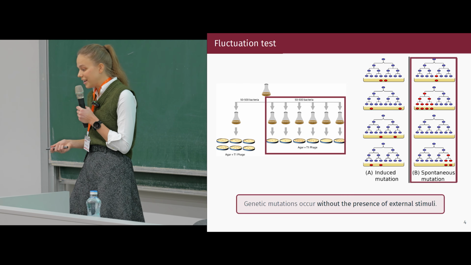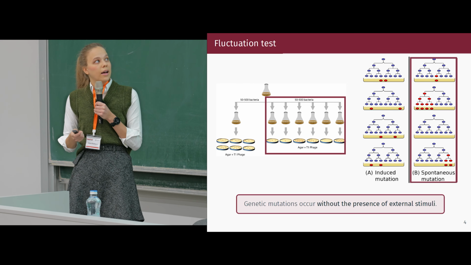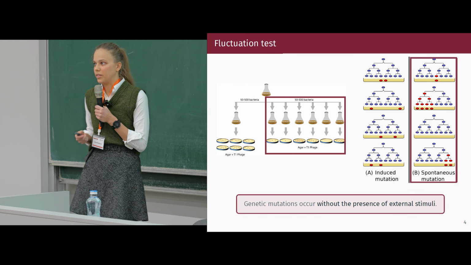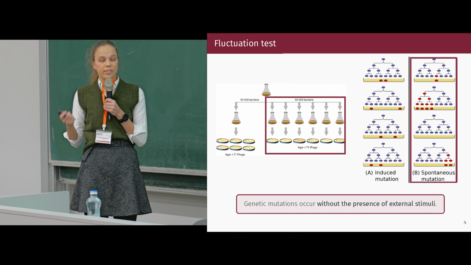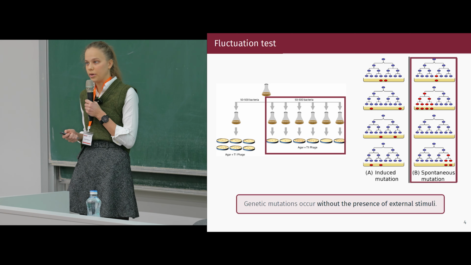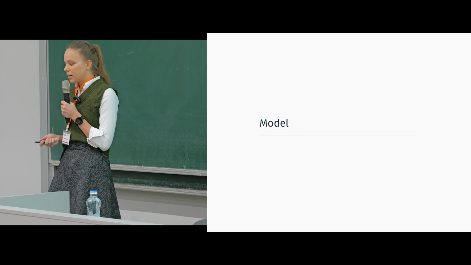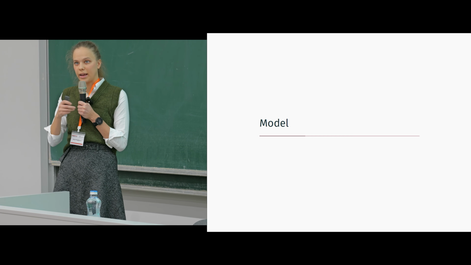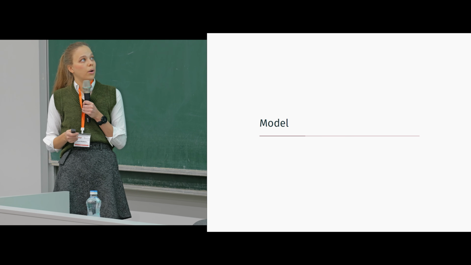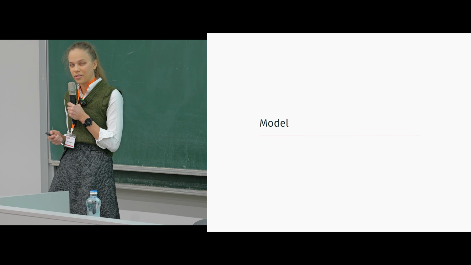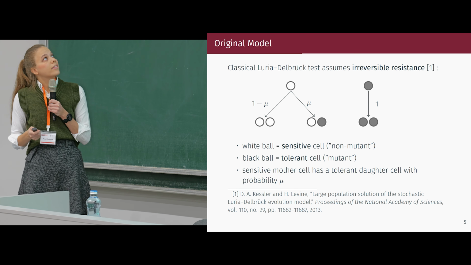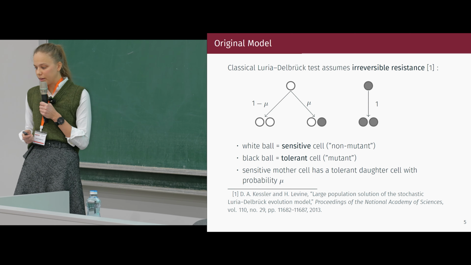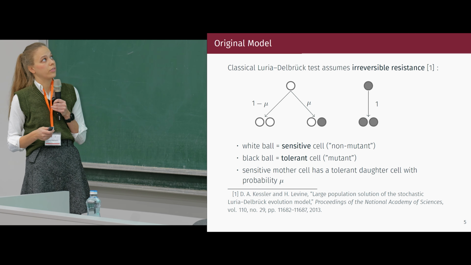So the conclusion is that genetic mutations occur without the presence of external stimuli, and that is in favor of the Darwinian theory. Our main focus is to look at the shape of the probability distribution of the resistant cells. As I said, the classical Luria-Delbrück model assumes irreversible resistance.